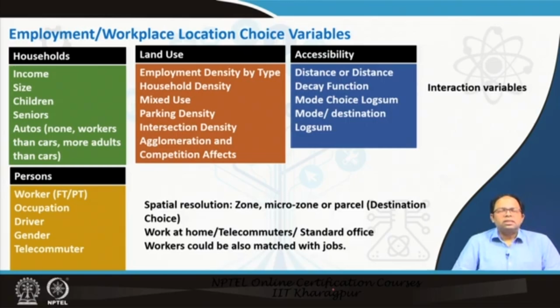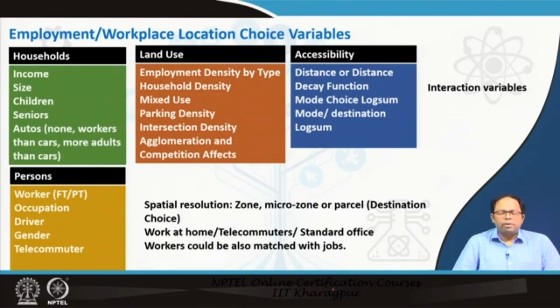And then person characteristics along with household characteristics, such as if the worker is working full time or part time, what is his occupation, is he a driver, what is his gender, is he a telecommuter. All this actually determines his workplace location choice. Similarly, land use characteristics also play a lot of roles.